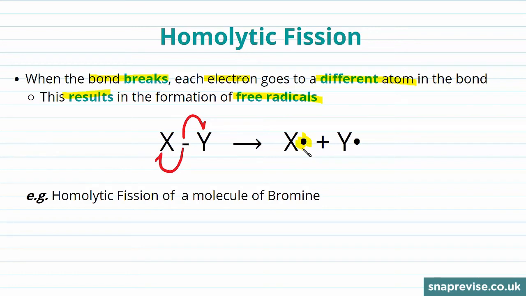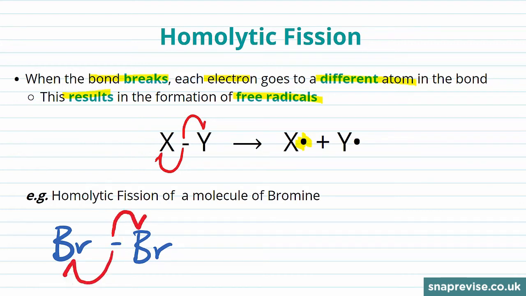So let's take a look at an example of a reaction. We're going to look at the homolytic fission of a molecule of bromine. If I go ahead and write out our molecule of bromine as such, the bond is going to split homolytically, which we know will require two single-headed arrows. So one electron will go to this bromine atom and one to this bromine atom. And what we end up with are two bromine free radicals represented by that dot.